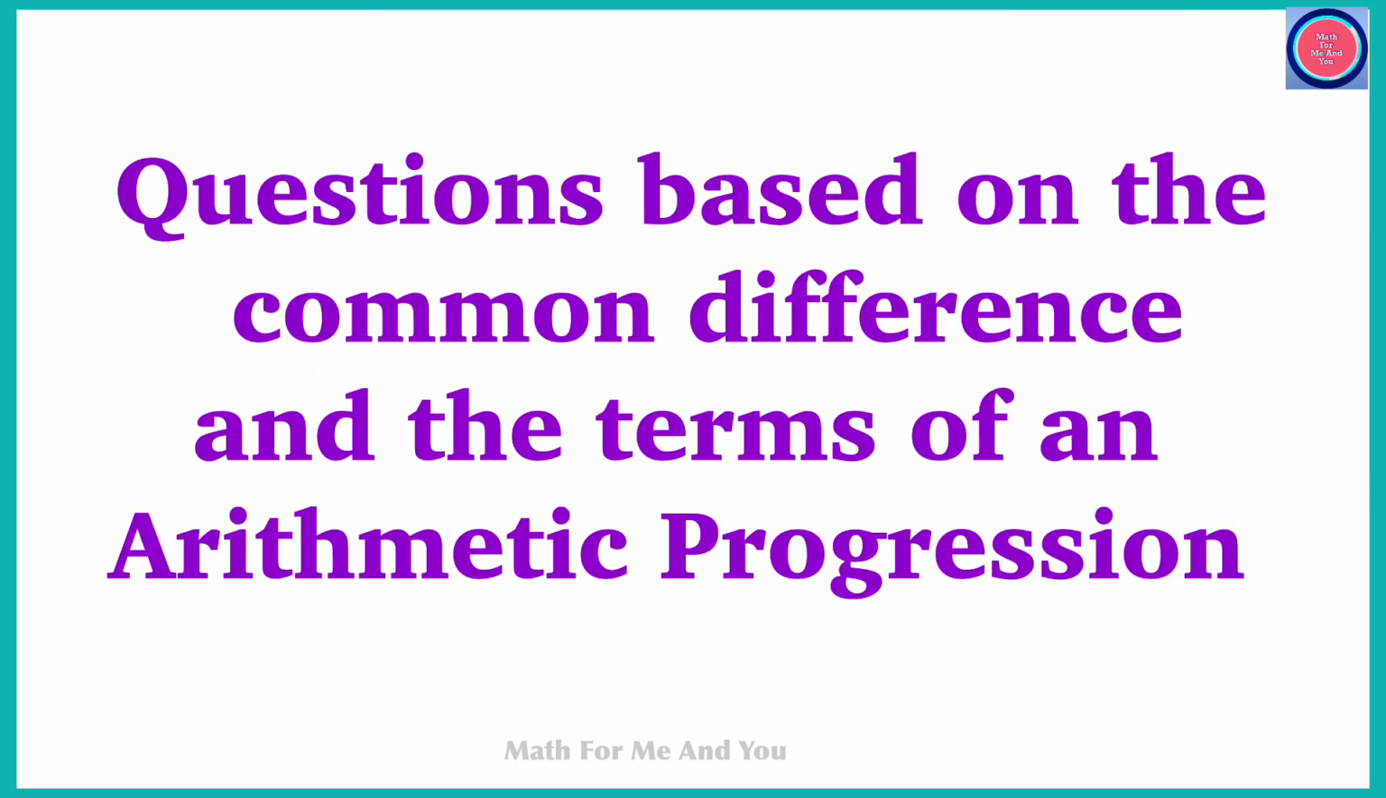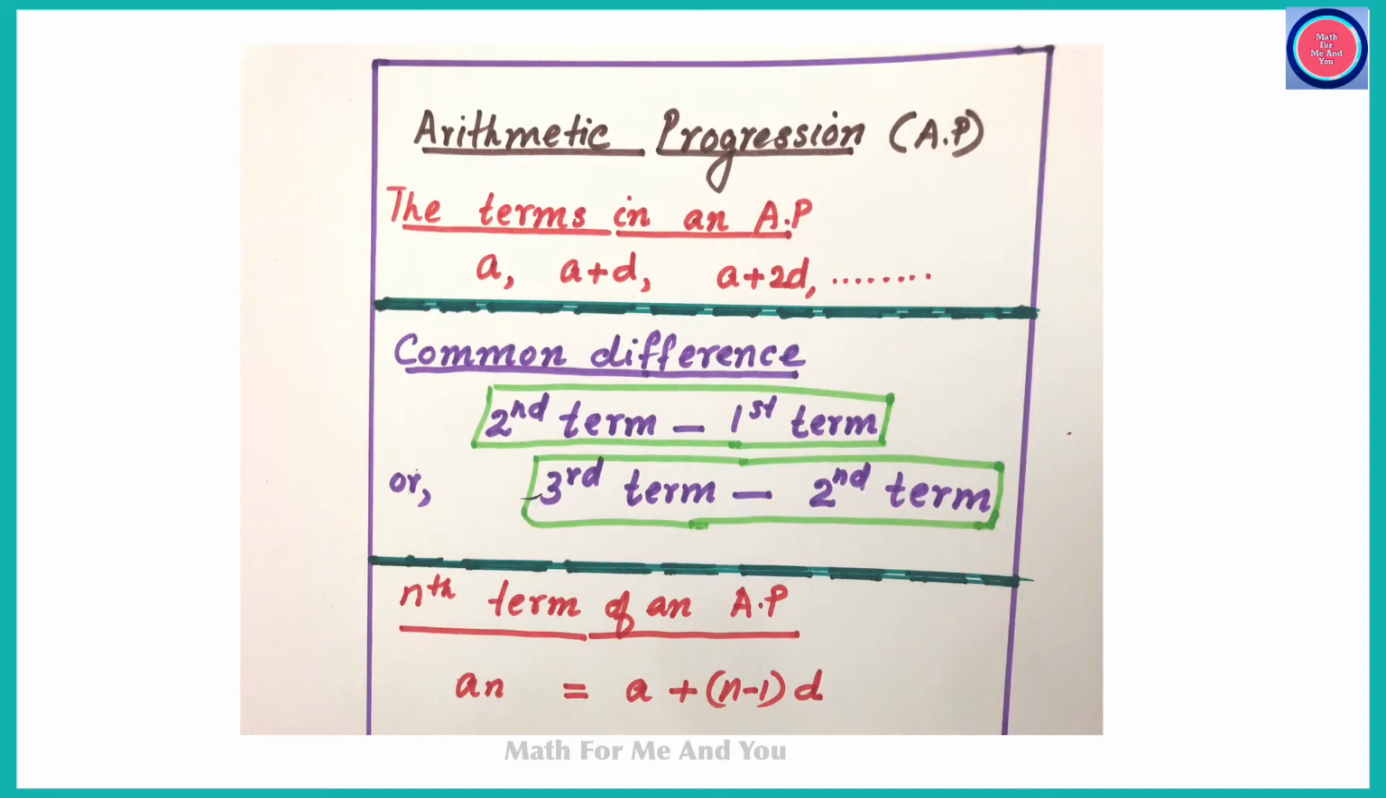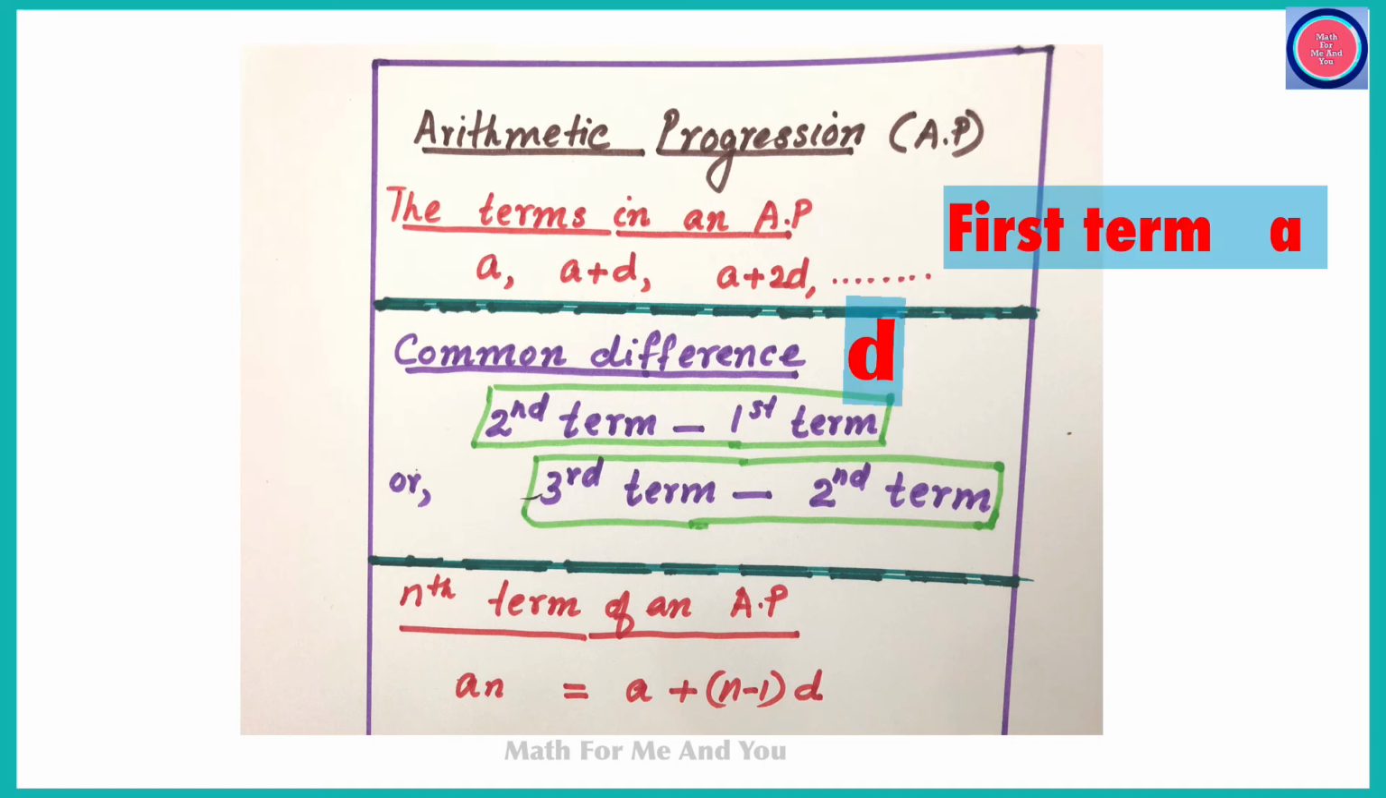In this video we are discussing questions based on common difference and the terms of an arithmetic progression. Before answering questions, let's recall some important facts. Arithmetic progression, the short form is AP. If A is the first term and D is the common difference, we can write the terms in the AP as A plus D, A plus 2D, A plus 3D, etc.